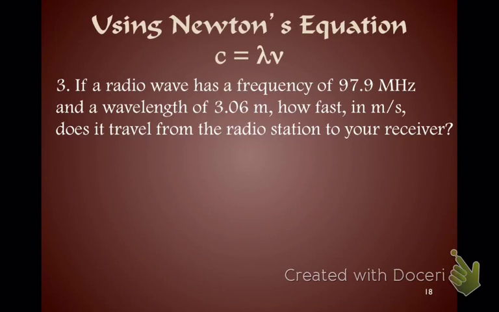Example calculations using Newton's equation, C equals lambda nu. If a radio wave has a frequency of 97.9 megahertz and a wavelength of 3.06 meters, how fast in meters per second does it travel from the radio station to your receiver?